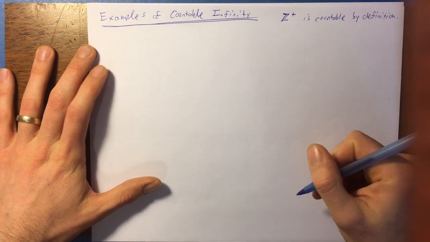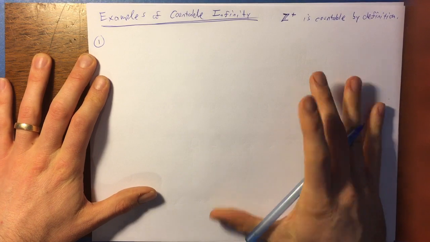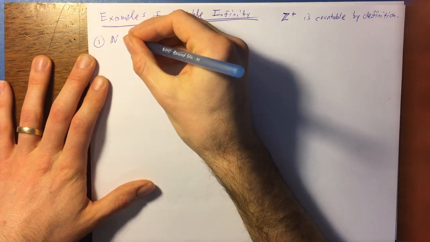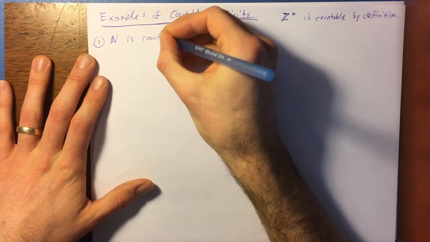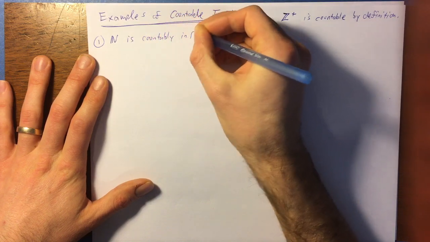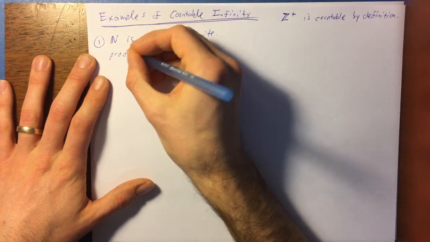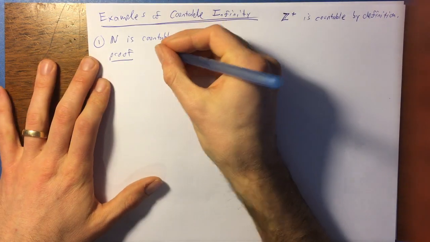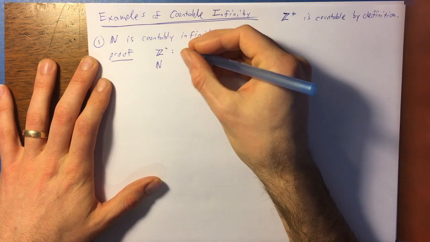So what other types of sets are countable? We're going to start with the simplest possible situation I can think of, and that would be the natural numbers. The natural numbers, N, is countably infinite. Well, how do we know that? All we want to do to prove that is create a one-to-one correspondence between the positive integers and the natural numbers. So I'm going to line them up here.